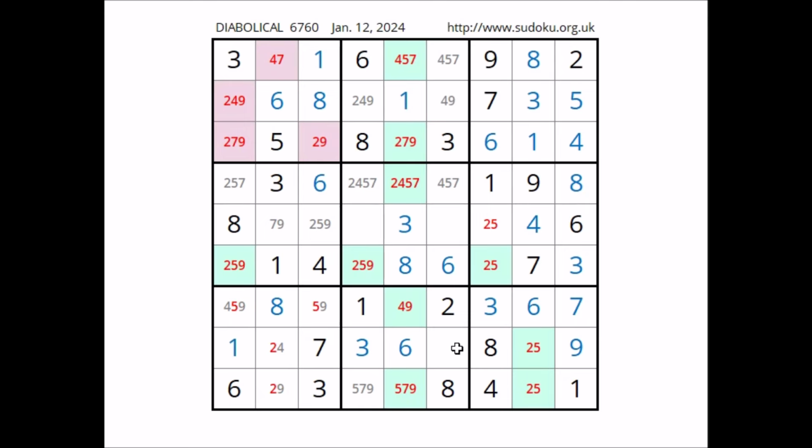Friends, take a look at the row. 1, 2, 3 numbers are missing, 2, 4, and 5. We have 2 here in this sector, so this place can be 4, can be 5. 4 and 5, the options of this place.